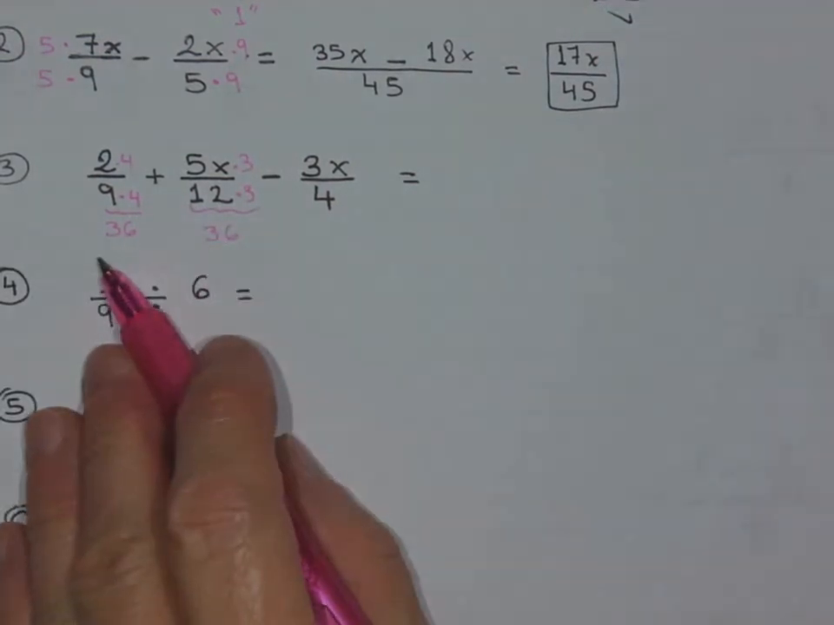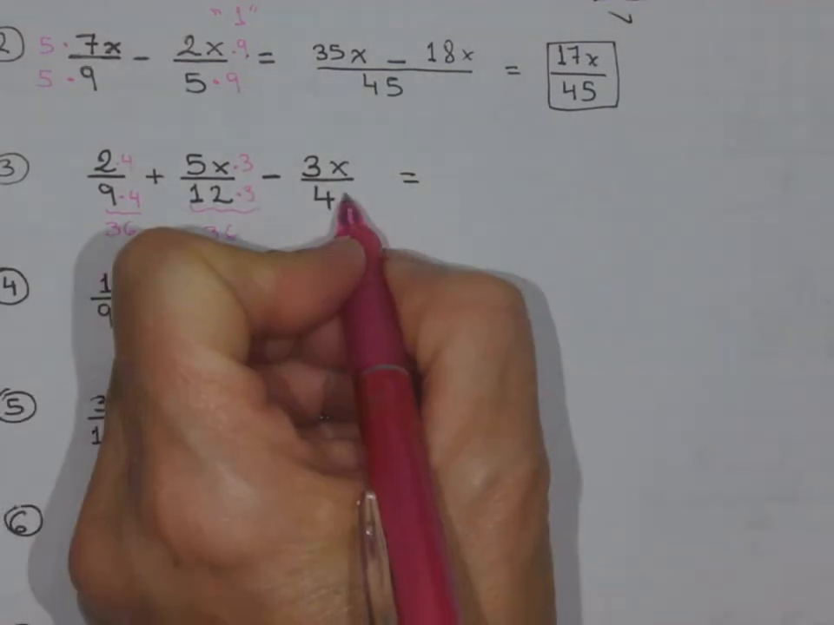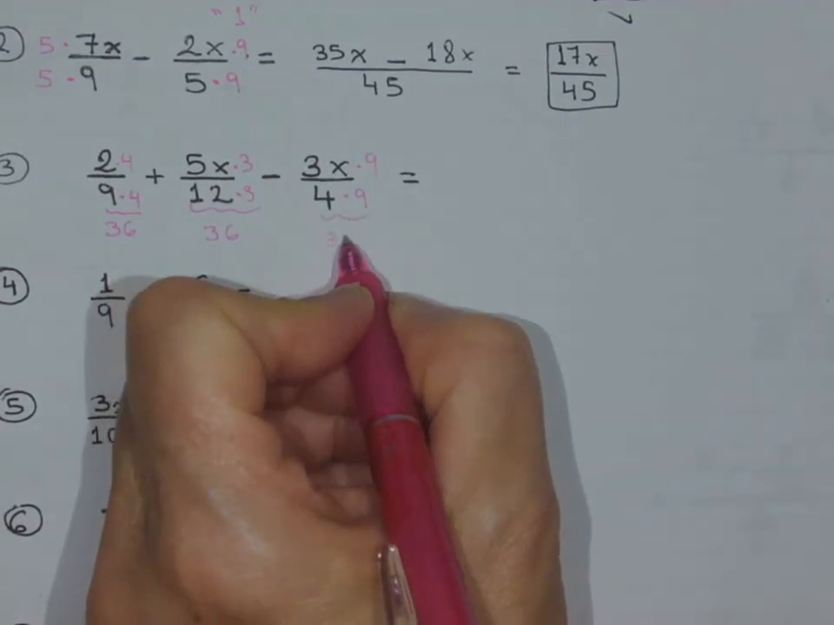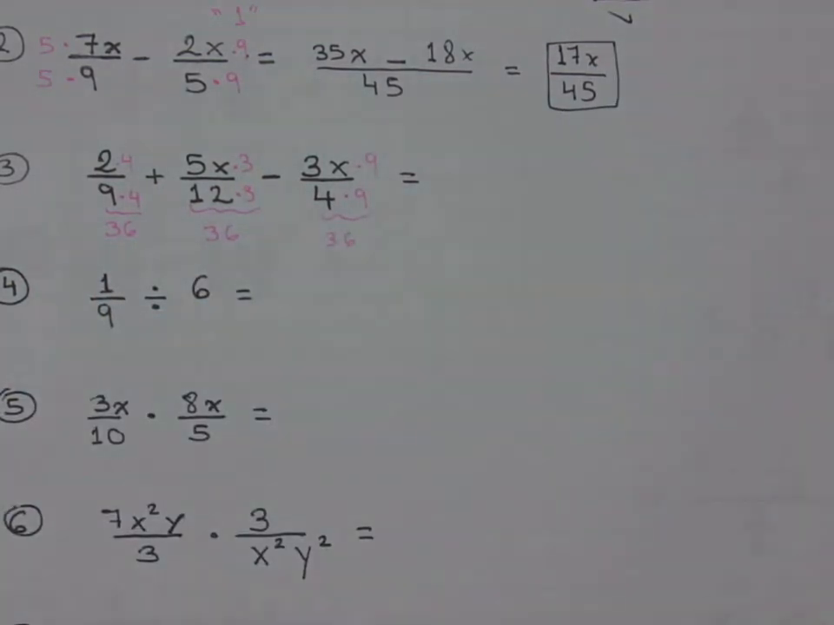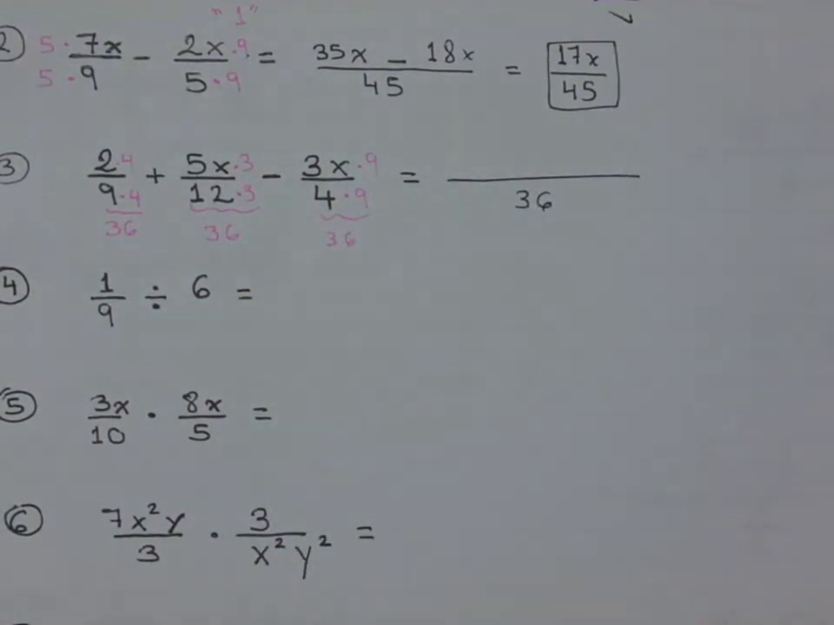See how those two match? And now I need to make that 4 also become a 36, so that will be a multiplication by 9, and that now would also be 36. So my common denominator will be 36.